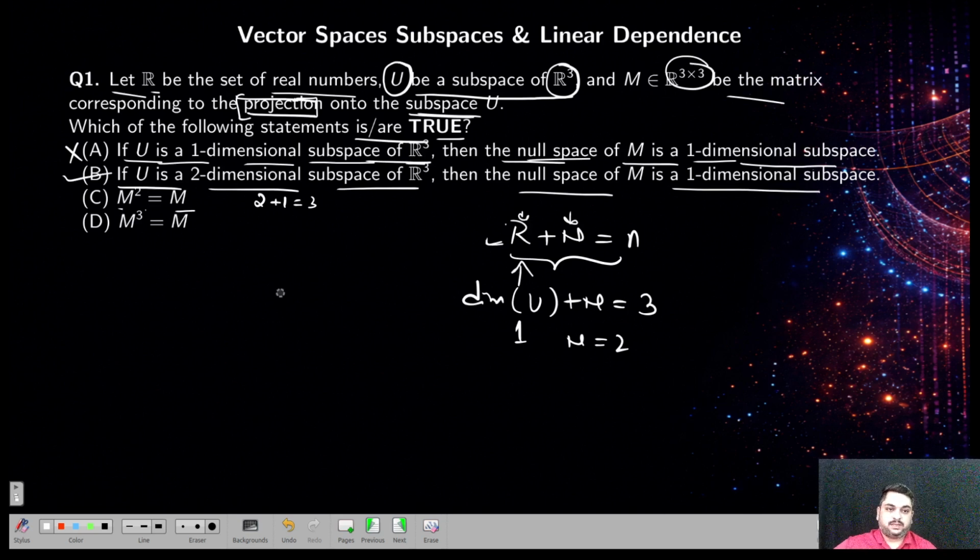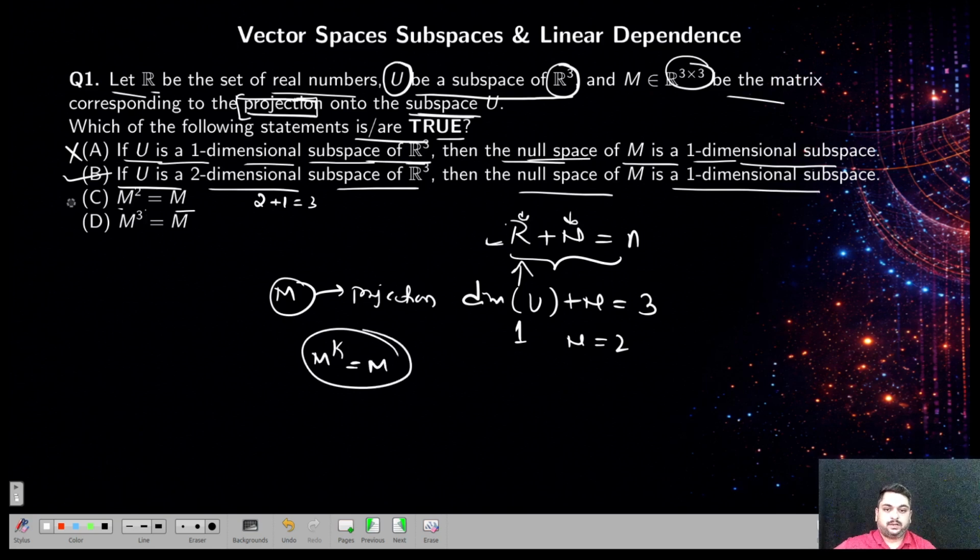M square equal to M. See, M is a projection matrix. You know, a projection matrix is also an idempotent matrix. That means if you square M or take any power of M, it will always be equal to M. So that will be true. This is directly from the property of idempotency of the projection matrix.